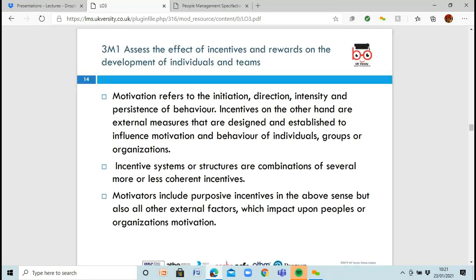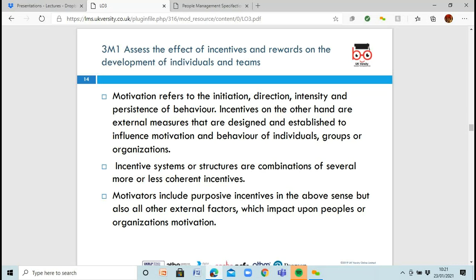So that was AC 3.1. We're going to go on to AC 3M1. This is the merit assessment criteria. So 3M1: assess the effect of incentives and rewards on the development of individuals and teams. We're going to look at motivation here.